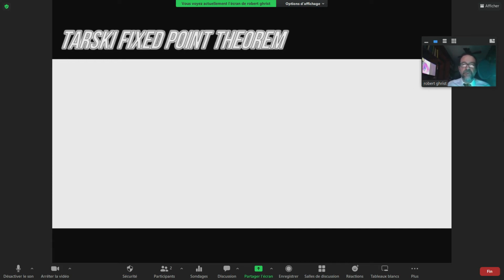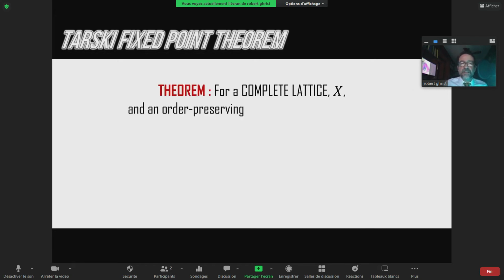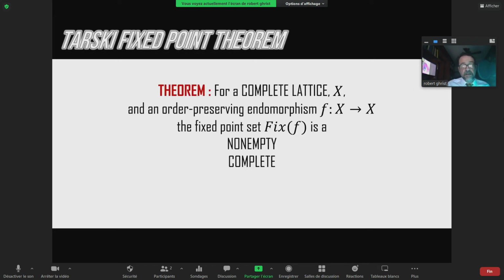It goes back to 1955 with some earlier antecedents. This is called the Tarski fixed point theorem. One of the really cool fixed point theorems that I think most topologists have never heard of. Let's say you've got a lattice X. Let's say it's a complete lattice, so it has all meets and joins. A finite lattice would do the trick. If you have a self-map, an order-preserving endomorphism of that lattice, you could talk about its fixed point set. It's just the things that go to themselves.